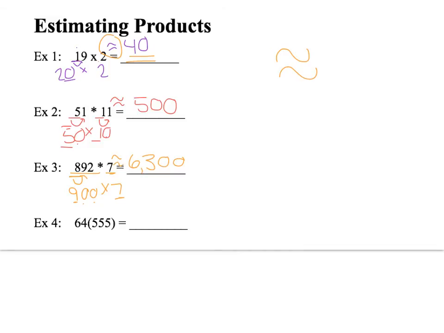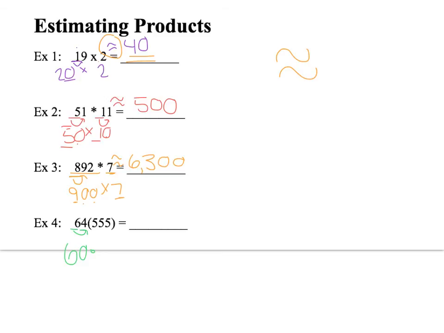Remember, if we see a problem like this, the parentheses with a number next to it means multiplication. So here we have 64 times 555. We're going to round each of these numbers. If you look at 64, the largest place value is the tens place. Rounding, 4 is smaller than 5, so 6 is going to remain a 6, followed by a 0, so 64 rounds to 60, times 555. We've got to round that one.